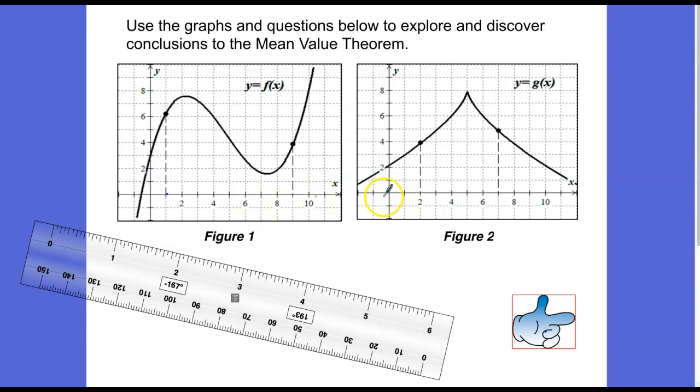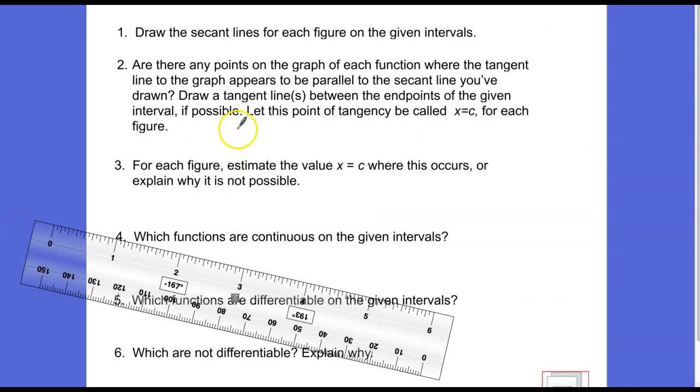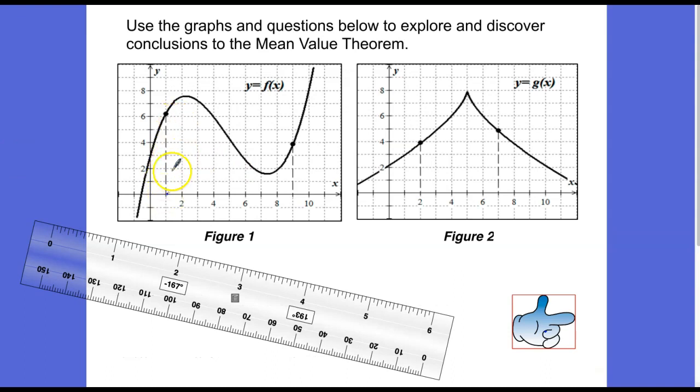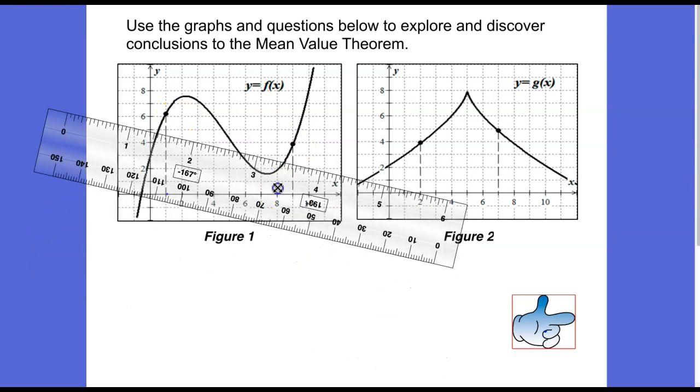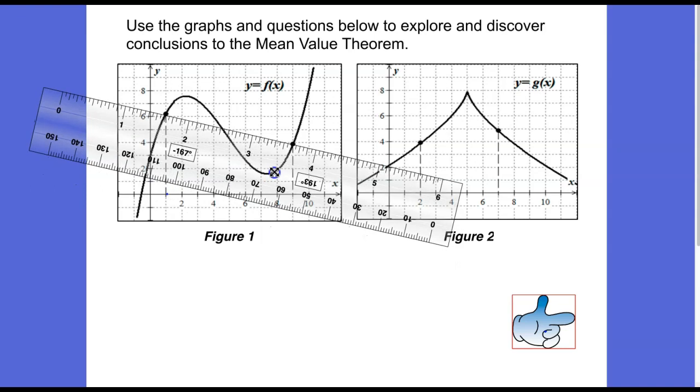We've got the first two of 4 graphed functions and a set of 6 directions that we're going to go through. The first one says draw the secant lines for each figure on the given intervals. So looking at the first graph, we can see that our interval here is denoted by the 2 vertical dashed lines, and the intersection of those lines with our graph y equals f of x. And so a secant line is going to pass through both of those 2 intersections, the endpoints of our interval. So if we line up our straight edge, then we can hopefully sketch a secant line that will pass through those 2 points, and we'll come off to the side.